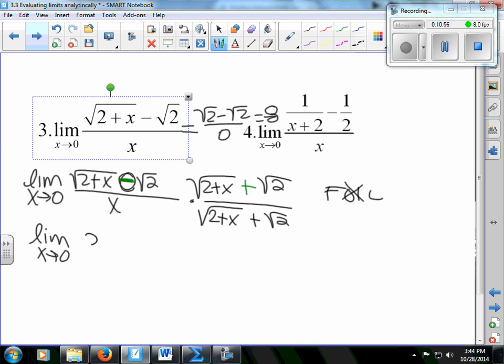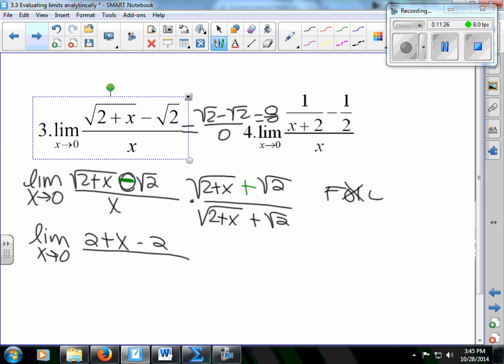So in my numerator, when I FOIL 2 plus x, radical 2 plus x minus radical 2 with radical 2 plus x plus radical 2, I get 2 plus x minus 2, which is lovely. Now, here's your trick. When you multiply by the conjugate, I want you to multiply out the part in which you multiplied by the conjugate. So if your numerator got conjugated, that's who gets multiplied out.